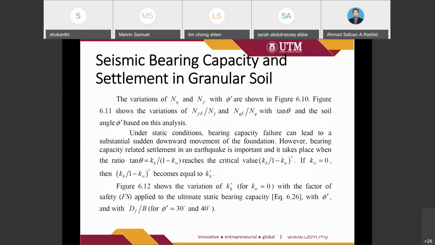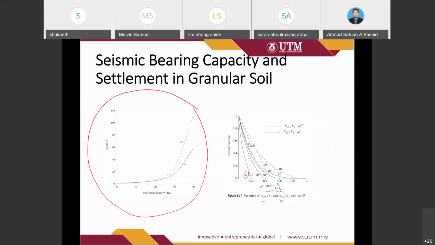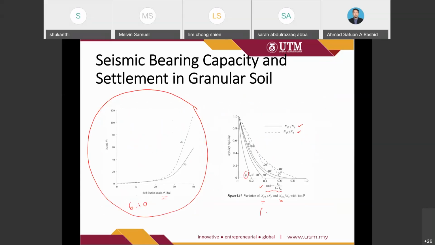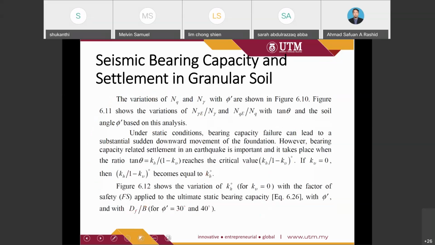So the variation of Nq and N gamma with phi are shown in figure 6.10. Figure 6.11 shows the variation of N gamma e over N gamma and Nqe over Nq with tangent theta and the soil angle phi based on this analysis.